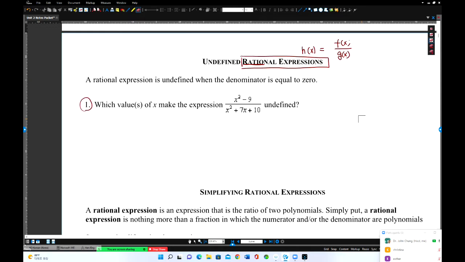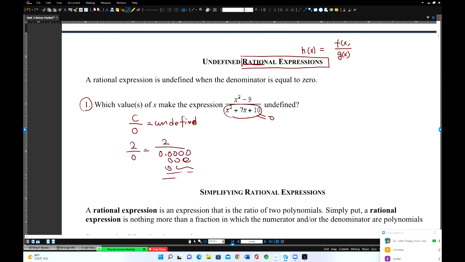So what is the undefined value in rational expressions? If the denominator is zero, it's already undefined. A constant over zero is undefined. We don't know what this value is. 2 over zero, what is this value? That is not a finite value. Maybe you approximate with a number close to zero from the right-hand side, a very small positive number, 0.000000000001. 2 divided by a very small positive number is what?